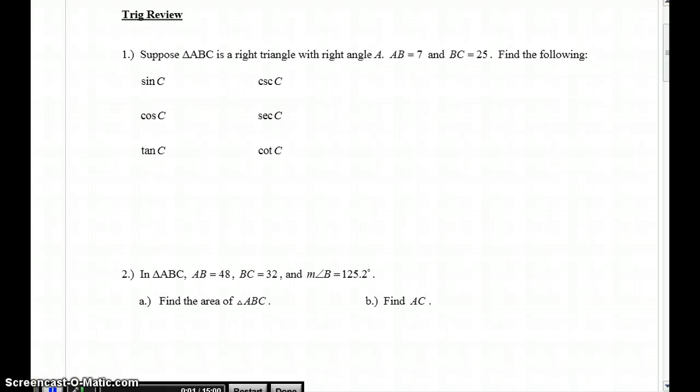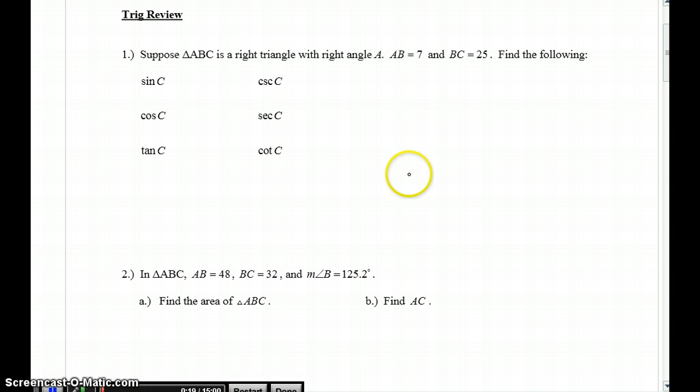This is page 1 of the Trig and Linear Programming Review. We are doing the Trig section. The first problem says we've got triangle ABC. It's a right triangle with the right angle A. AB is equal to 7 and BC is equal to 25.